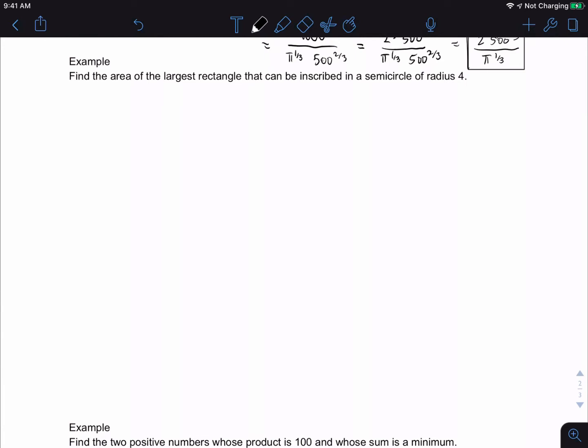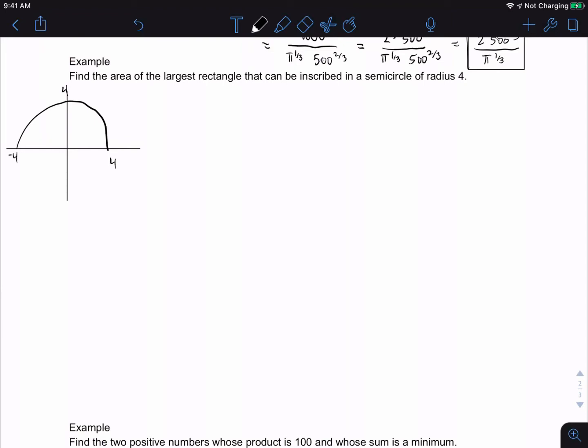So what this problem is saying is find the area of the rectangle that can be inscribed in a circle of radius 4. It's a semicircle of radius 4. So we're going to take the semicircle to be the top half, okay? So that's going to tell me it's going to look something like this. So this is 4, this is 4, this is negative 4, right?